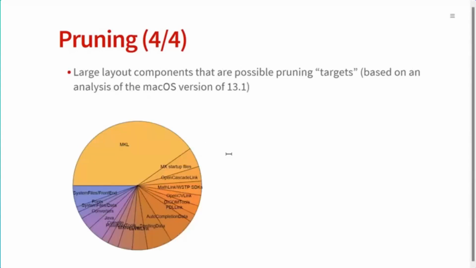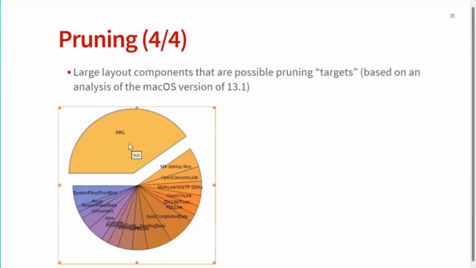And finally, I wanted to give people an idea of what actually takes up a lot of the space in the layout. This is from, I guess, 13.1. But you see MKL, that's the BLAS backend, that's pretty large. Autocompletion data, Java, MathLink. There's a lot of stuff in here that your application might not necessarily need all of.